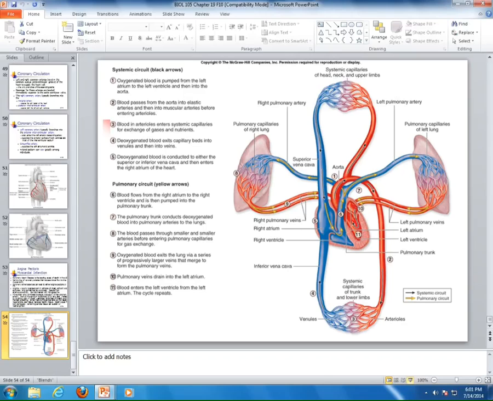Now, what questions do you have? We still have about 10 minutes, and I do want to jump over. I'll feel better if I can start the conversation on arteries and veins.